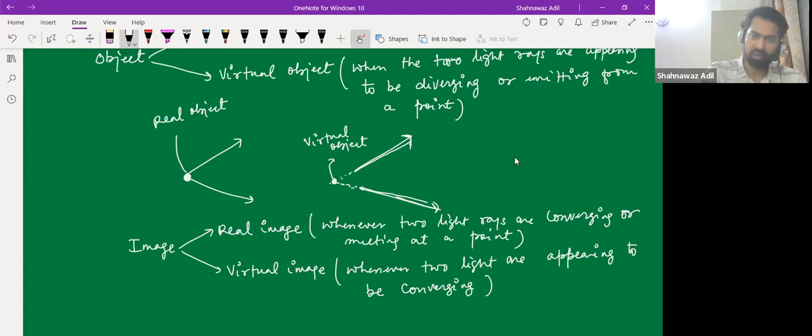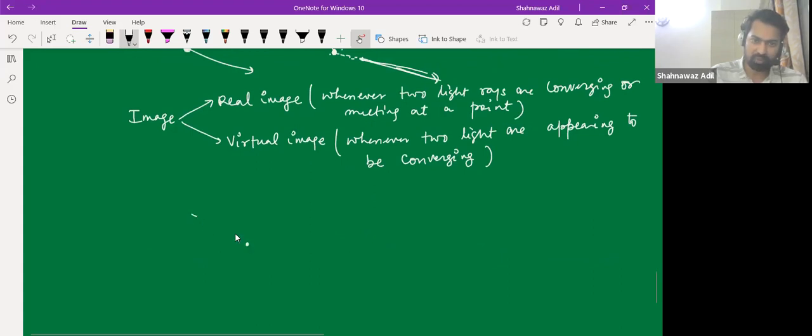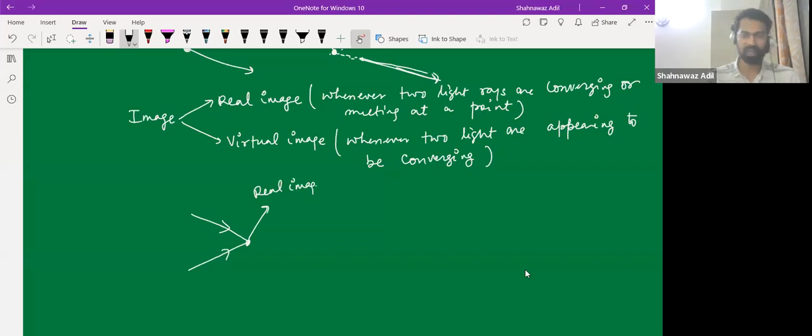Yes. Okay, so let's say we have this point, right? So two rays are meeting at this point, right? Then this is a real image, right? And let's say we have these two points, and these two rays are incoming, and let's say at this point. So this would be called what? So this is a virtual image, right? At this point, these two rays are appearing to be meeting.